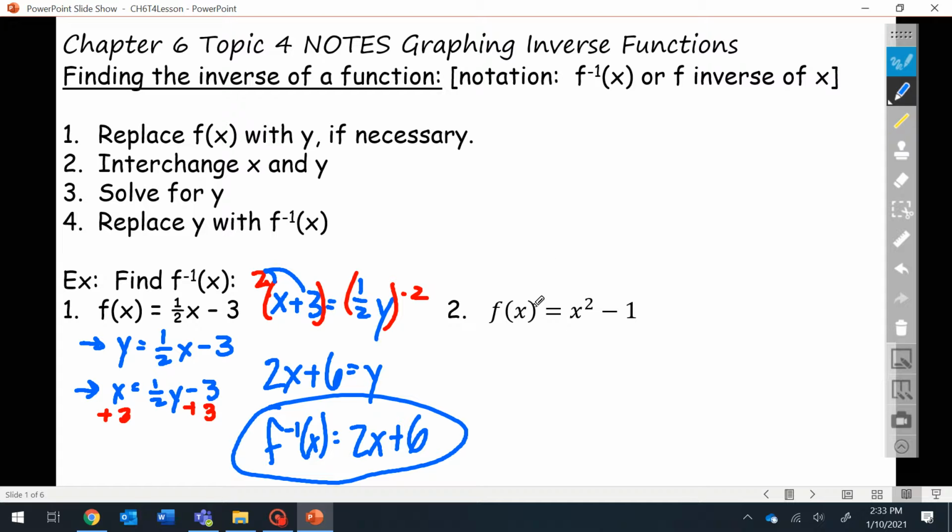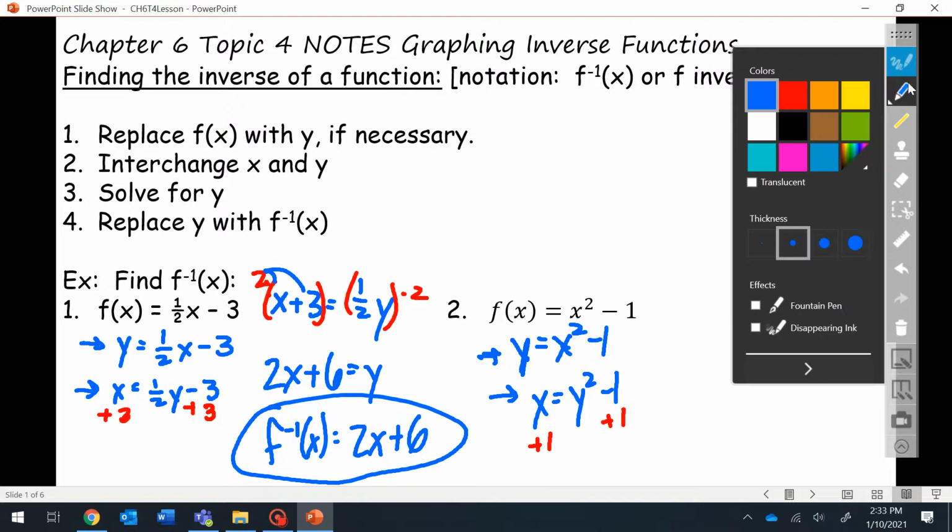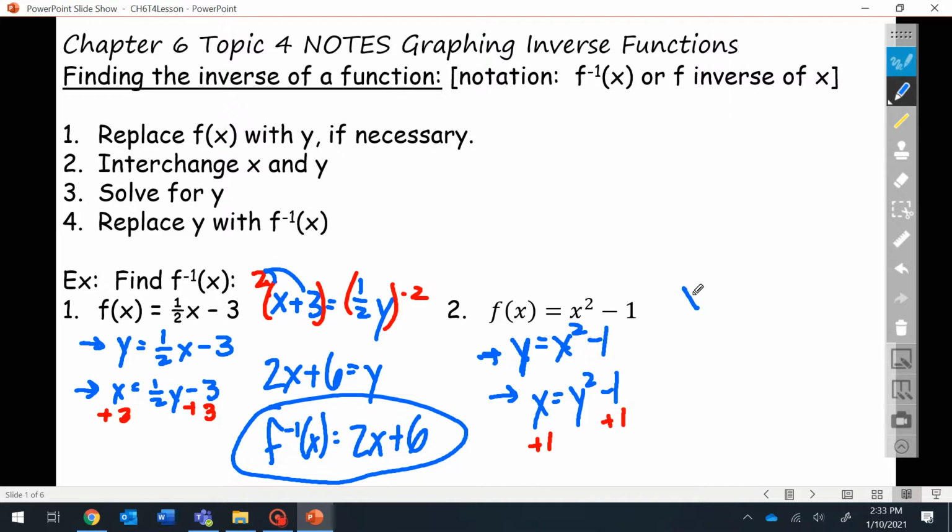Number 2, the same thing. So we write this as y equals x squared minus 1. And then we will switch the x and y. So this becomes x equals y squared minus 1. And then we'll solve this for y. So we'll add 1, which gives us x plus 1 equals y squared.